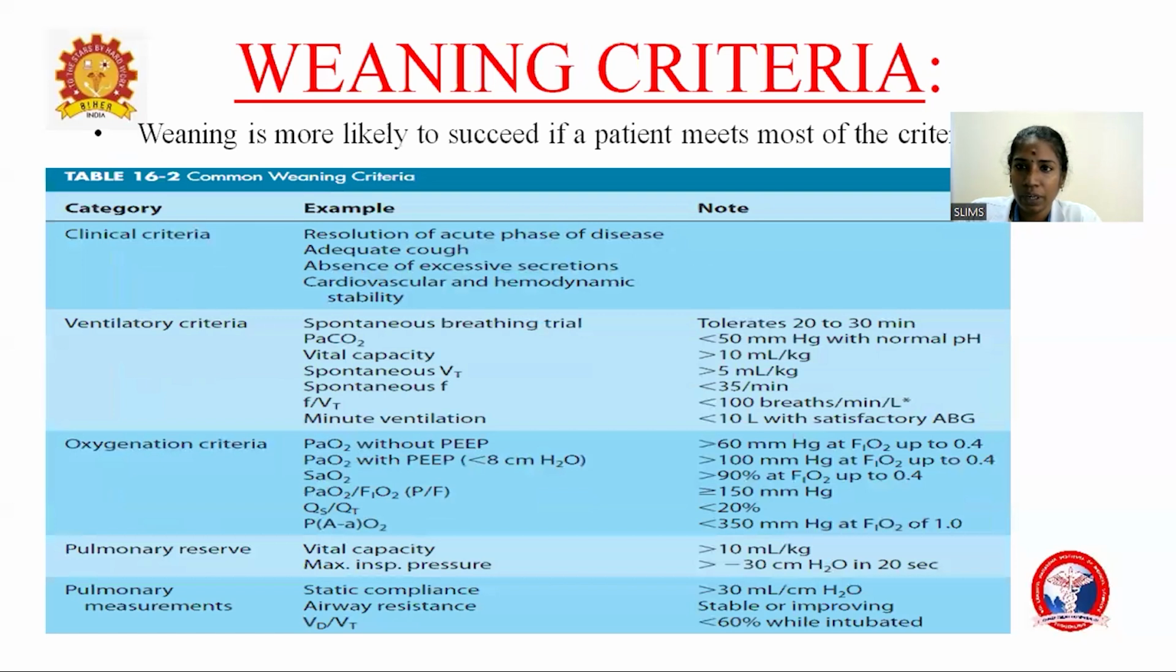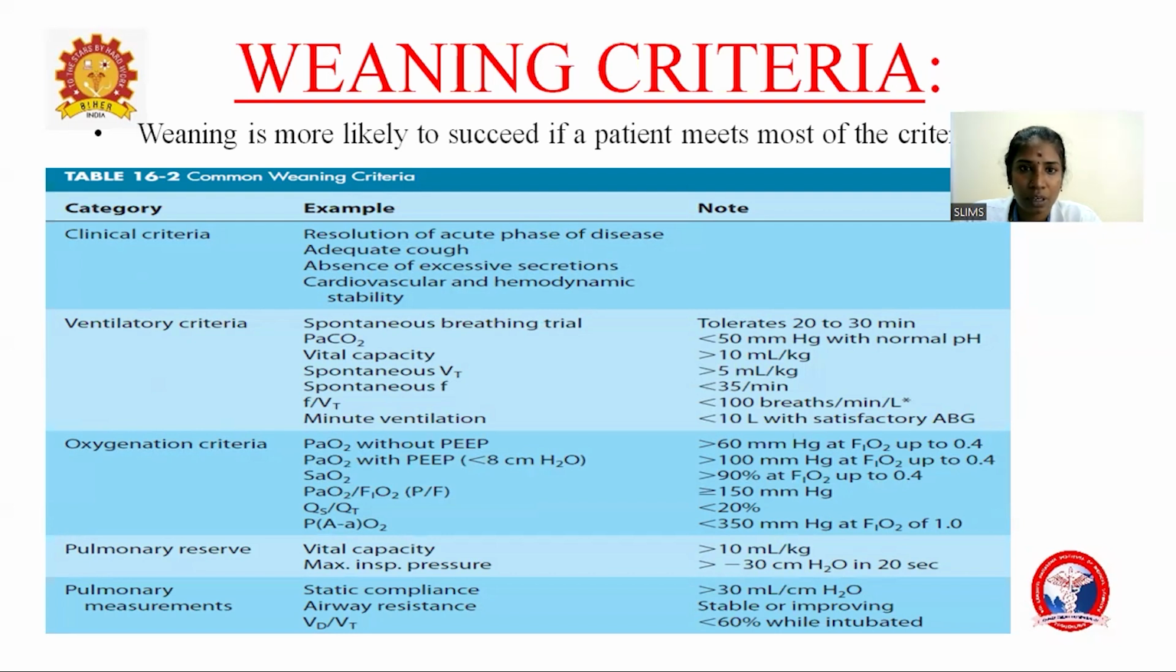Then, moving on to the weaning criteria. This is the most important thing. You all should know this. There are so many criteria: clinical criteria, ventilatory criteria, oxygenation criteria, pulmonary reserve, and pulmonary measurement. For example, the clinical criteria: resolution of the acute phase of the disease. It should be as I told you in the previous slide.